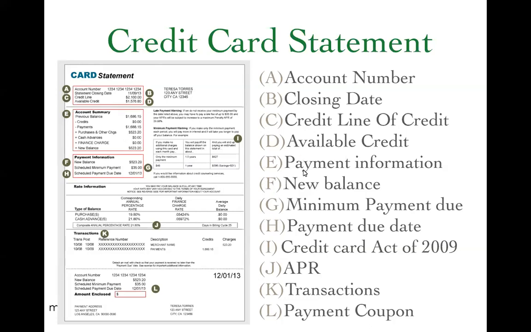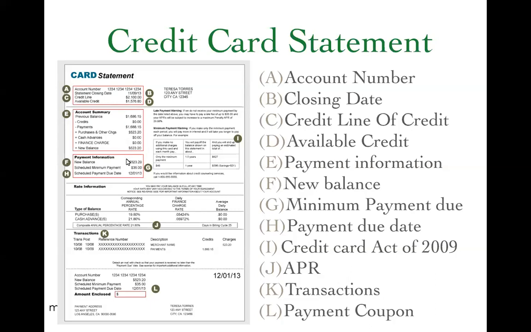There's available credit, there's payment information. This says, okay, this is how much you charged, this is how much you paid, this is how much you spent. Remember, I told you $523, that's how much you spent this month, okay? And the new balance is $523. Last month, you had charged $1,600 and paid off everything. That's great, right? No interest. Do you see? No interest paid because you paid it off in full.